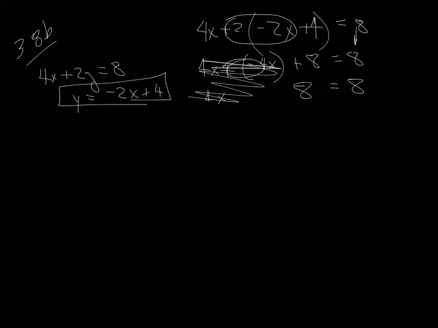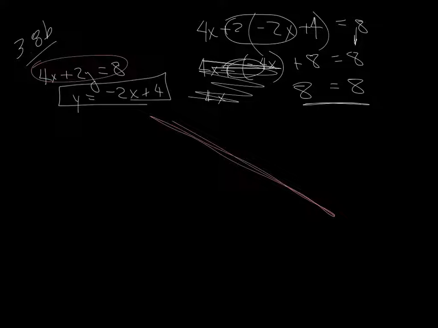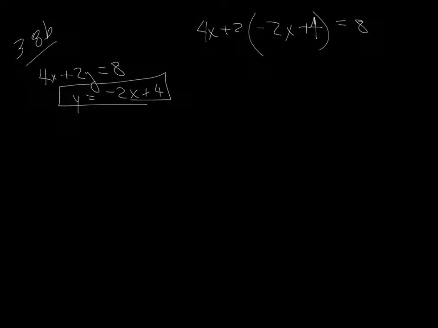Well, that's a true statement, but I don't know what my x is, and I don't know what my y is. But what do we have? We have a true statement there. So that means that the line of this first equation is on top of the line of the second equation. So that means all answers work for this. So there's an infinite number of solutions to this problem.